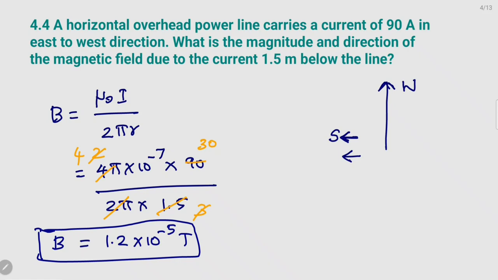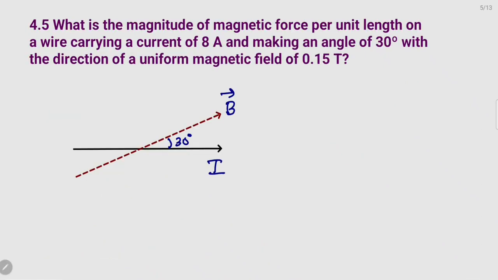Let me just ask one more thing. Suppose they ask about above the power line. This is below the power line, so your curling will move towards south. Above the power line, can you guess? Yes, your guess is correct. Above the power line, the direction of the magnetic field will be towards north. That's it.